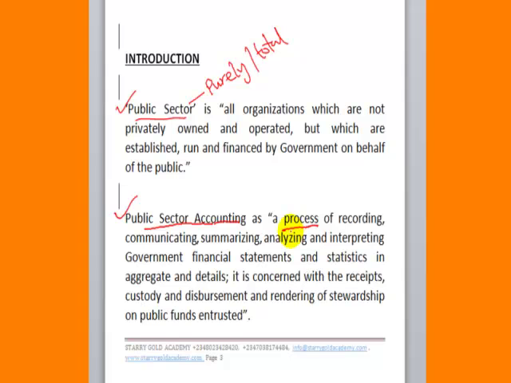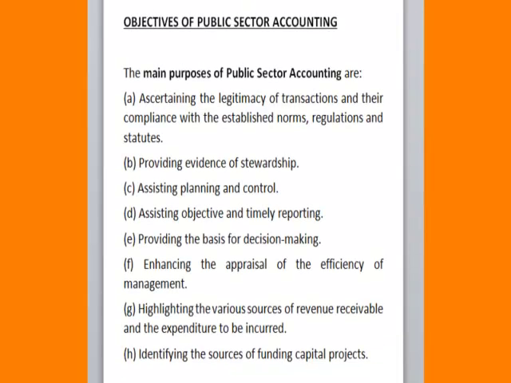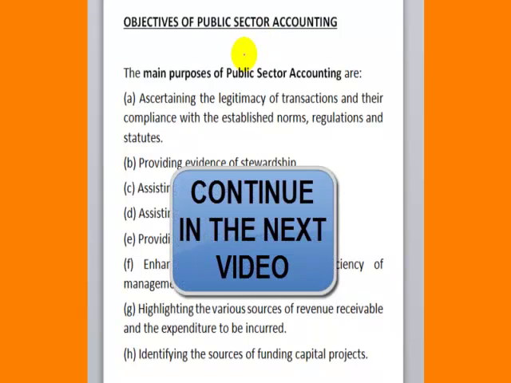So this concerns the receipt, the custody, and the disbursement. When we talk about stewardship, it has to do with the receipt of taxpayers' money, the custody, how safely the money was kept, and how the money was disbursed for the purpose it was meant for. That is all about the definition of public sector accounting.